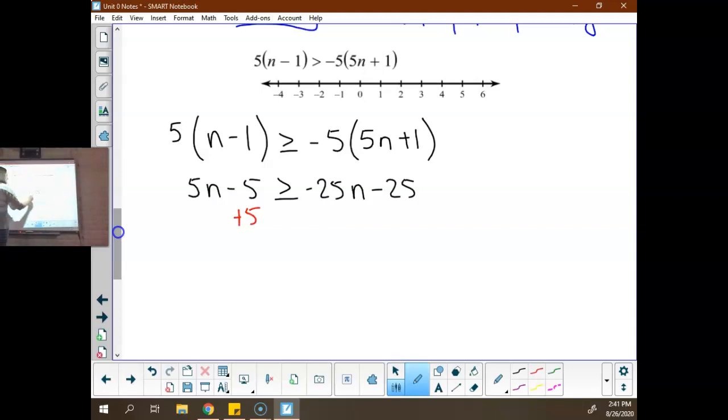Let's add 5 on both sides. Let's add this 25 on both sides, and I get 30n is greater than or equal to negative 20.